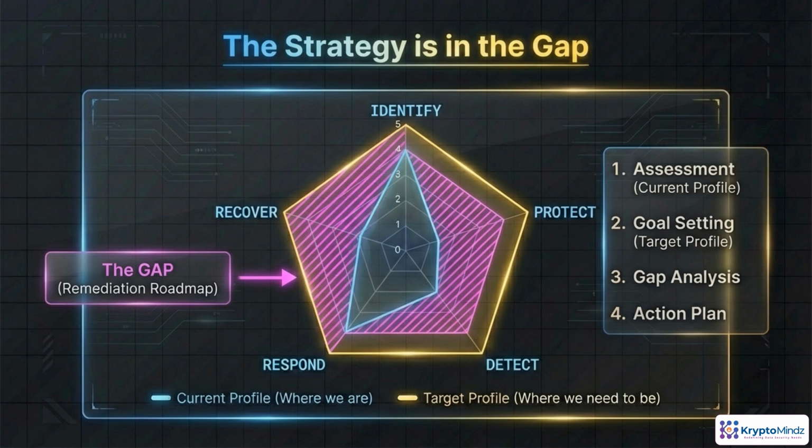This is where CSF work becomes strategy. Your current profile shows how each function actually performs today. Your target profile captures the level of capability your risk appetite and business objectives require. The gap between them highlights missing or weak outcomes. Gap analysis means asking which gaps create the most risk and which improvements are realistically achievable next. You then prioritize those gaps, turn them into funded projects, and that becomes your remediation roadmap.